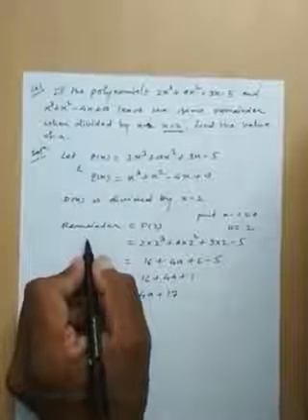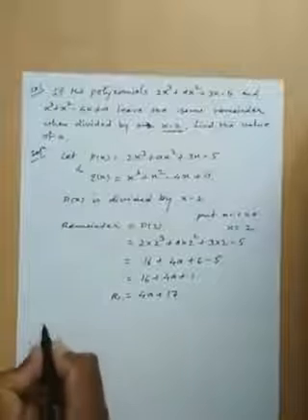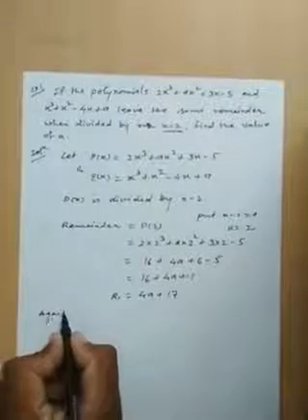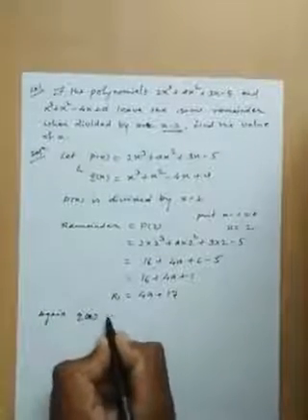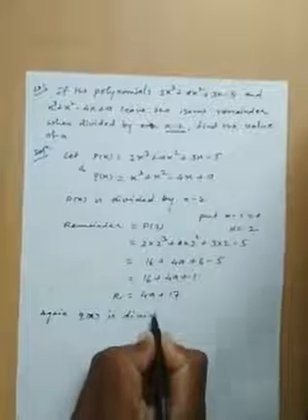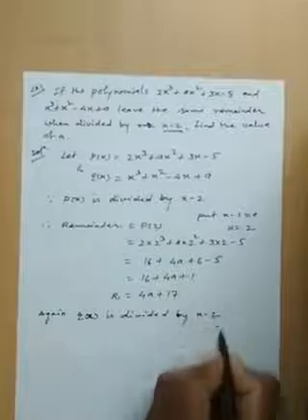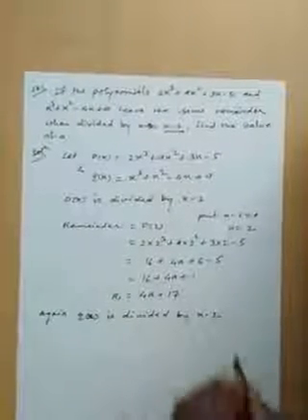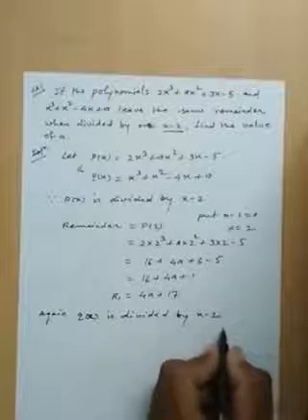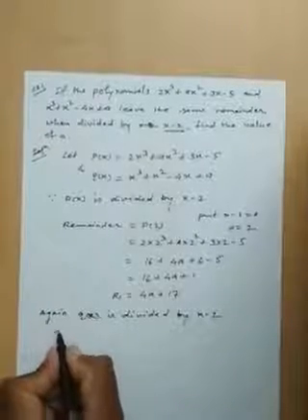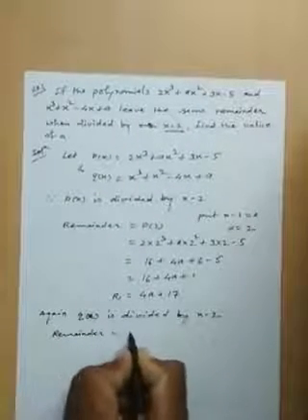First remainder for the first polynomial, and we can assume it R1. Again, Qx is divided by x minus 2, and for the same thing here 2 is the 0, so Q2 is the remainder here also.